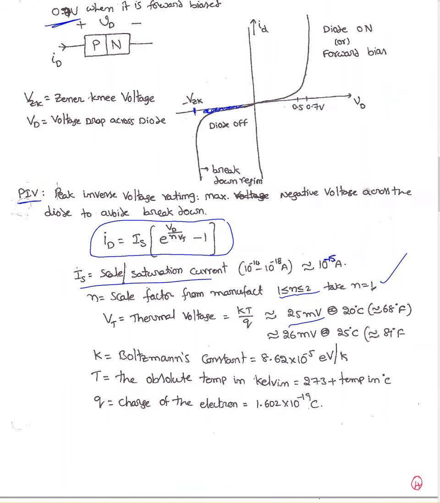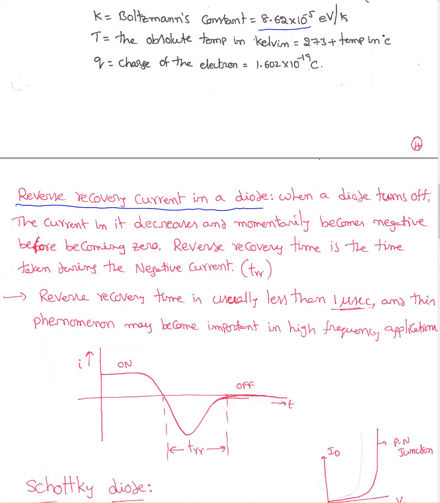Now, in electronic circuits, we never talked about reverse recovery time in a diode, but here this part is important. Consider the reverse recovery current in a diode. When a diode turns off, the current in it decreases and momentarily becomes negative before becoming 0. So when a diode turns off, the current is supposed to be 0, but instead of getting to 0, the value goes back a little bit, and then after some time it becomes 0. That time is probably in microseconds.